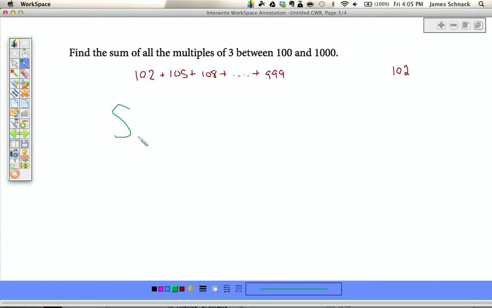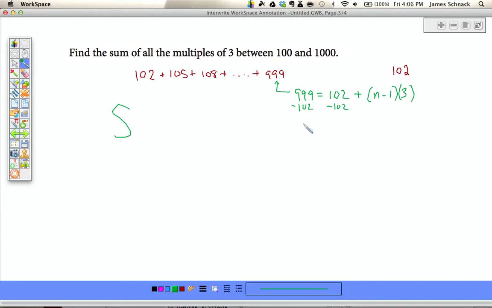we need n. Well, okay, how do we find n? Well, we're going to deal with this term right there. We are going to use our arithmetic rule. 999 equals first term, well, that's 102, plus n minus 1 times d. Well, what's d? d is 3, ladies and gentlemen. Now we can solve this bad boy for n. I'm going to subtract my 102.